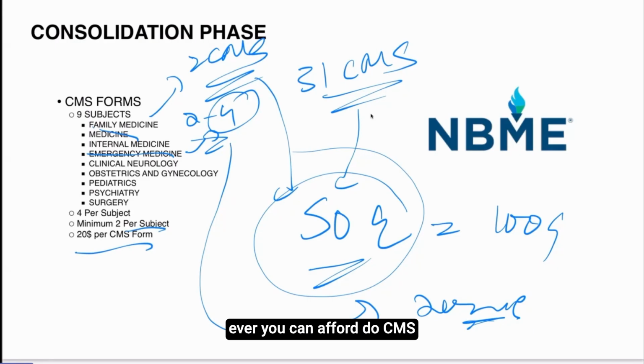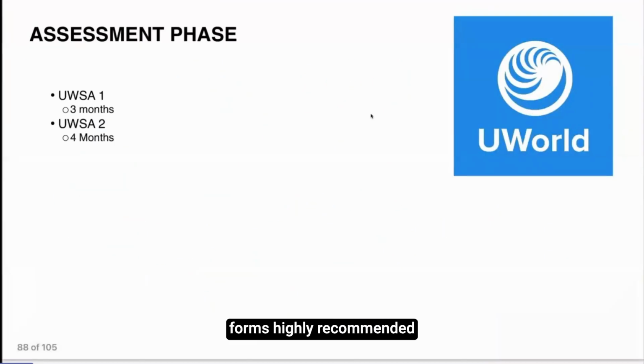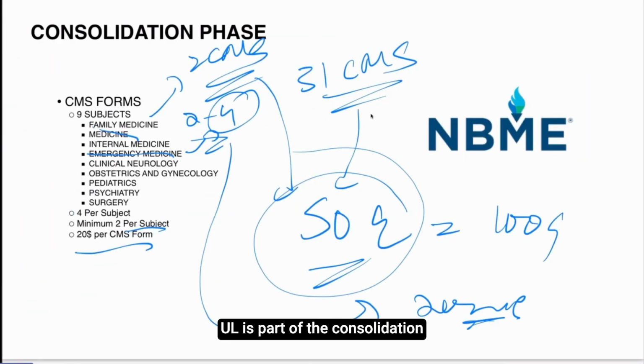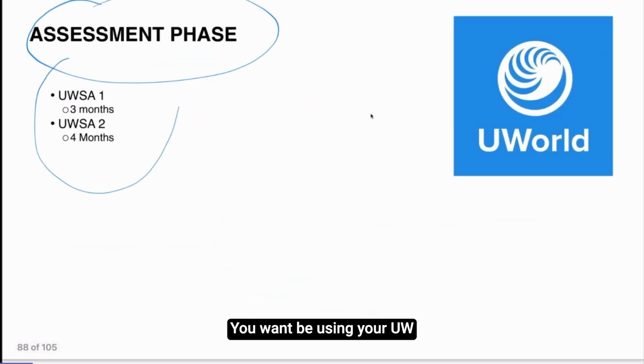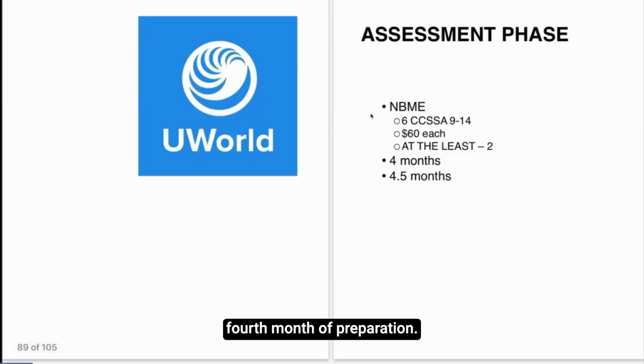So based upon how much you can afford, do CMS forms, highly recommended. UWorld is part of the consolidation phase with the CMS forms. That's where you're learning most of the information, consolidating most of the information. In the assessment phase, you want to be using your UWSA 1, which I did at the 3rd month of my preparation, and UWSA 2, which was at my 4th month of preparation.